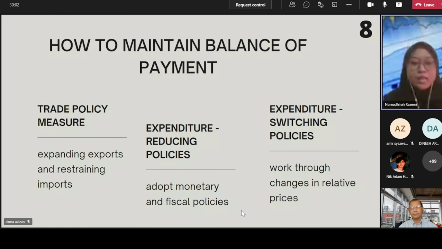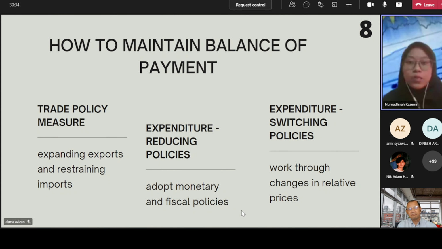As the last presenter, I'm going to present about ways to maintain the balance of payments. The first one is strict policy measures to improve the balance of payments. We refer to the measures adopted to promote export and reduce import. The second one is expenditure reducing policy. The important way to reduce imports and thereby reduce the deficit in the balance of payments is to adopt monetary and fiscal policy that aims at reducing aggregate expenditure in the economy.